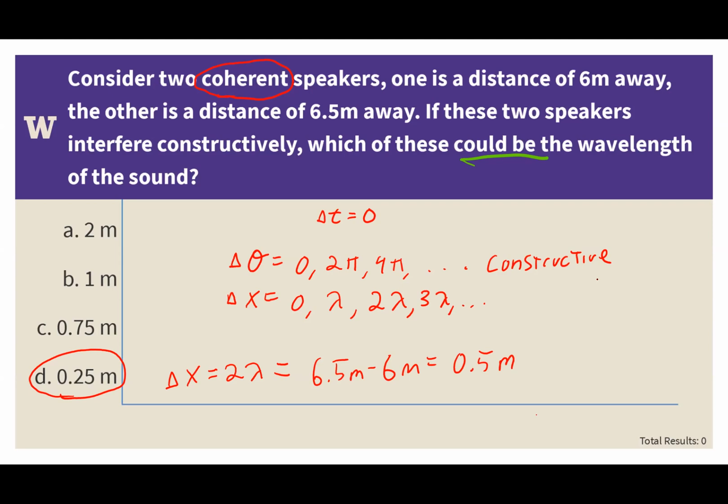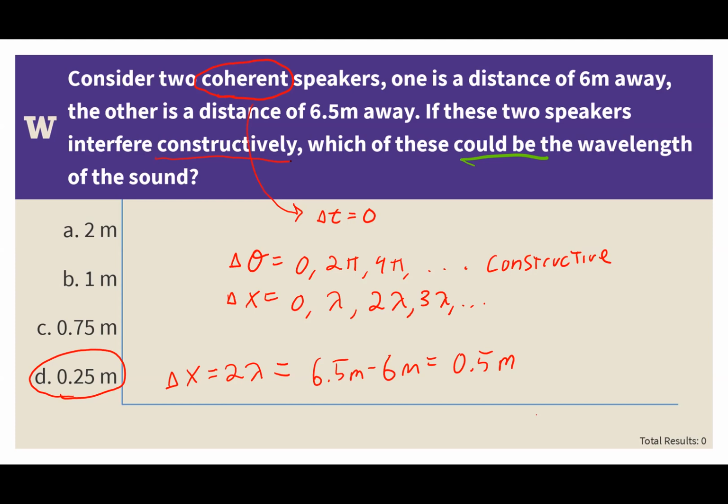So this takes us to the next problem, where now I'm considering two coherent speakers. When I see the word coherent, that tells me that there is no time delay. So I now have two waves where crests are leaving each source at the same time. And now I know that these two waves are interfering constructively. So if I have constructive interference, that means I have a phase difference of 0, 2 pi, 4 pi, or so on, which means because the time difference is 0, I only have to worry about path difference. And so the path differences I'm looking for are going to be 0, lambda, 2 lambda, 3 lambda, or some whole integer multiple of lambda.